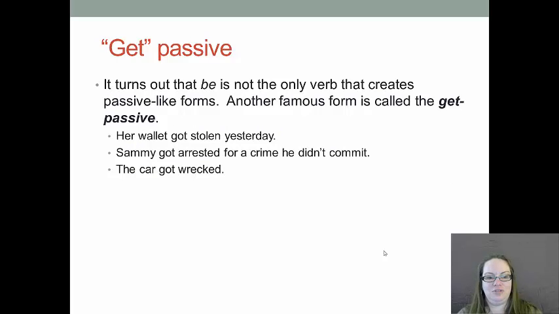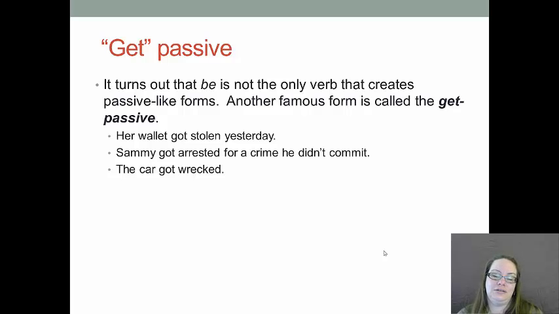In English, we have two different ways to form a passive. We can use to be or we can use get. The get passives look something like this: Her wallet got stolen yesterday. Sammy got arrested for a crime he didn't commit. And the car got wrecked. As a native English speaker, you are likely to have some intuitions and feelings about speakers who use these types of passives.